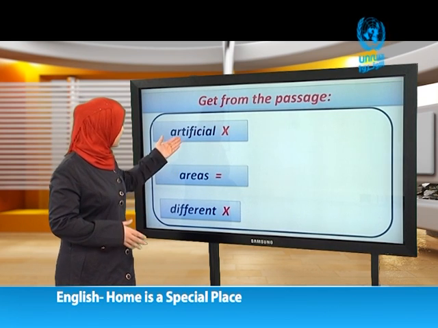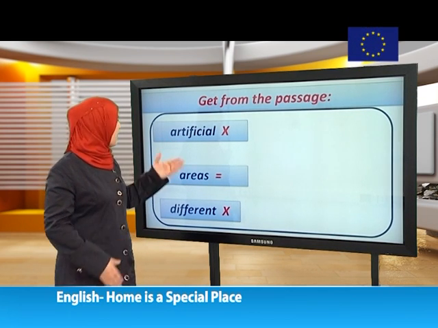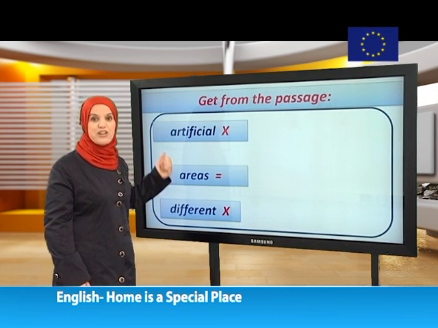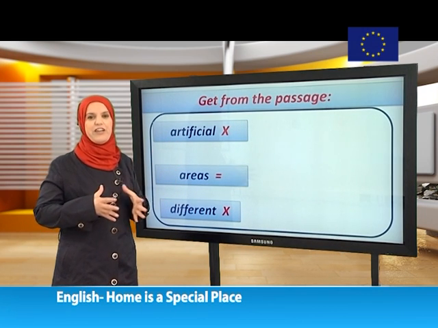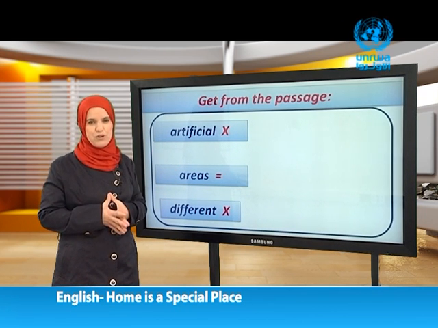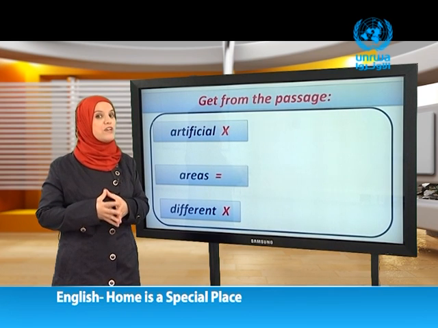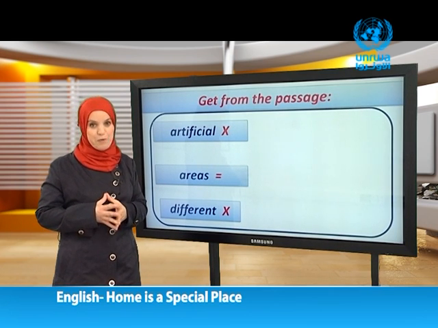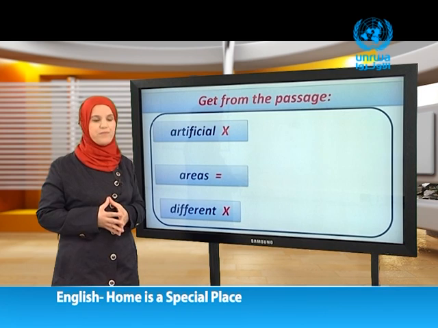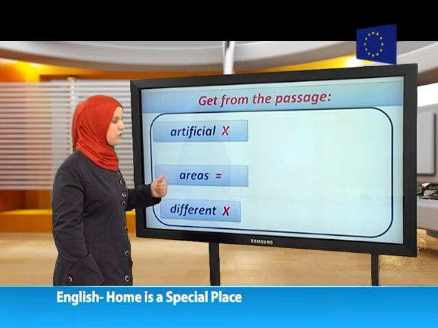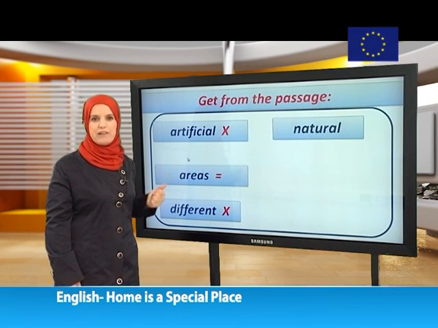Now, we have some words. Artificial. Artificial means صناعي. This is an adjective. What is the opposite of the word artificial? It appeared in the paragraph. The opposite of artificial is natural, طبيعي.